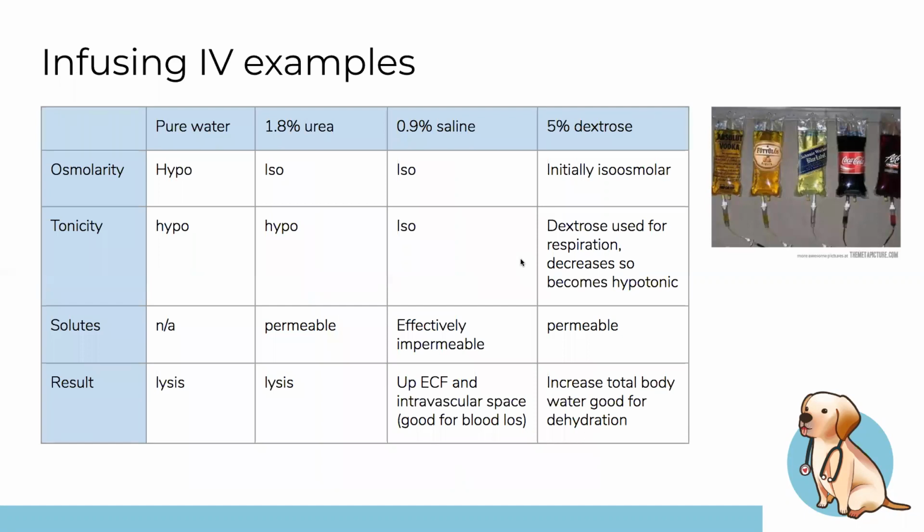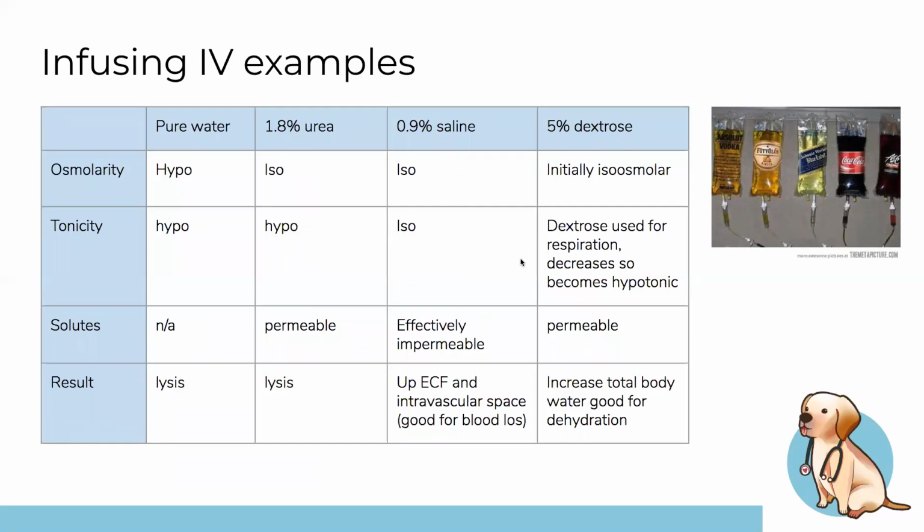So here's a few examples of common solutions. If you infuse pure water into someone, the osmolarity of pure water is 0. So it is hypoosmolar in comparison to red blood cells, and the tonicity is also hypo. Because there aren't any solutes, both of them are hypo, and the result would basically be lysis of the red blood cells.